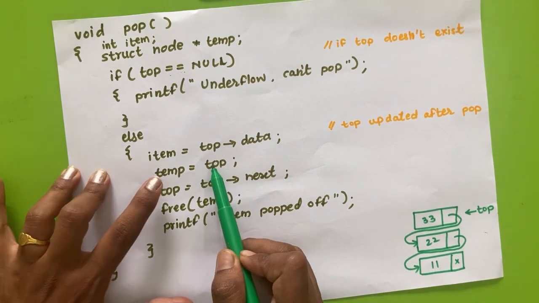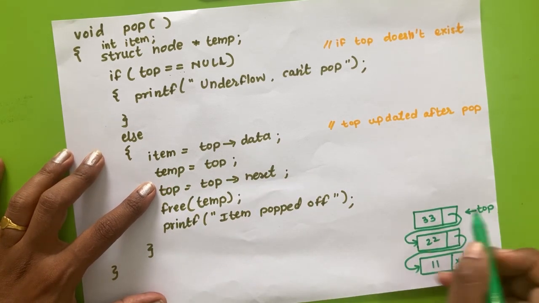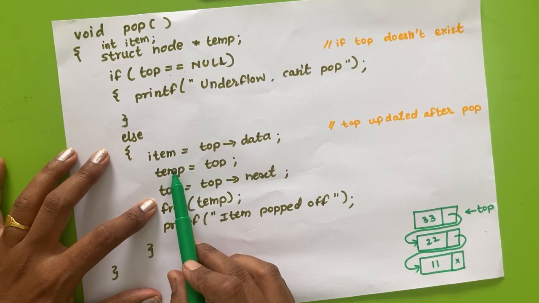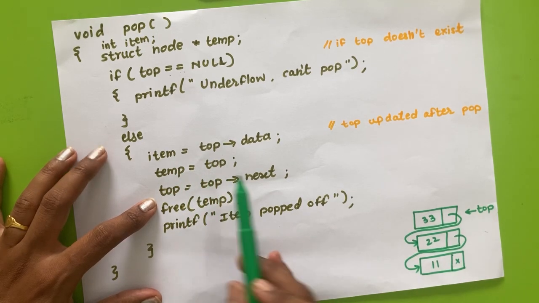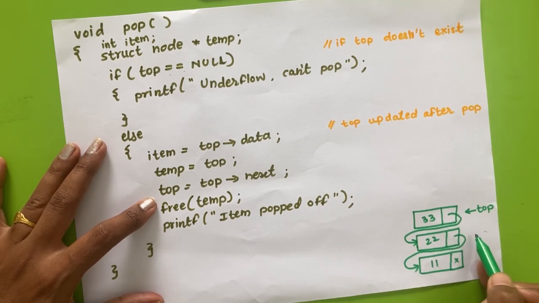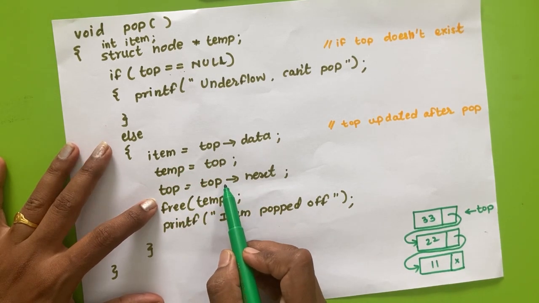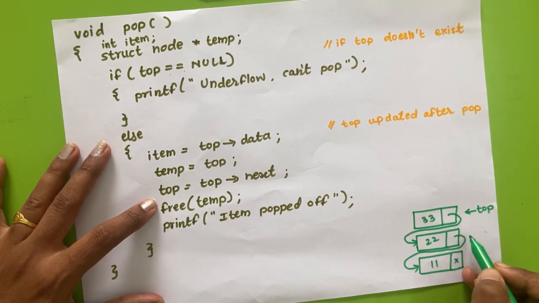Now next we will copy the value of top in the temporary node. So top will get copied in the temporary node because we have to free up the memory for this node. And we have to update the top now, because after deletion of this top, the next element in the linked list will work as top. So I have copied the value of top in the temporary node, and now we will update the top to the next. So we have to make this second node the top.